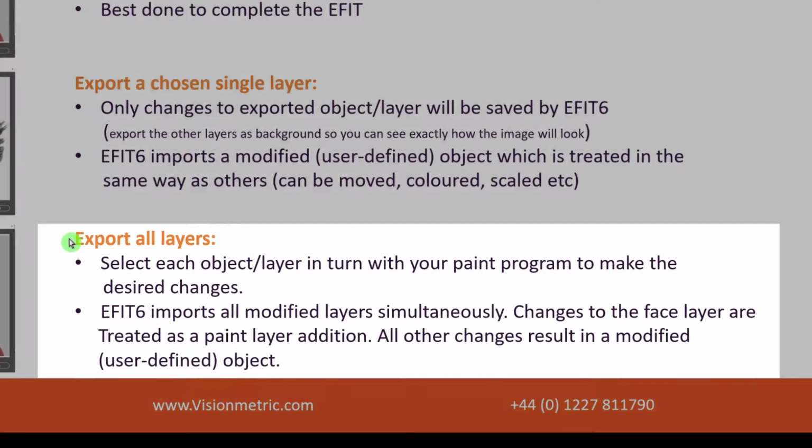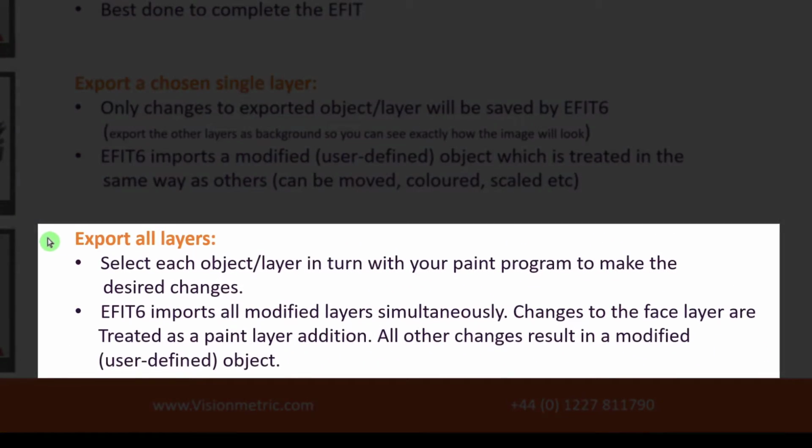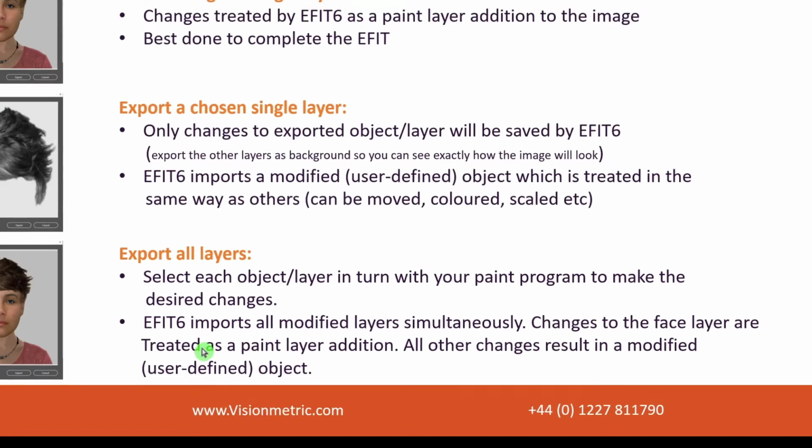A final and most general option is to export all of the layers at once. When you're in your paint program, you select each object or layer in turn to make the desired changes. EFIT 6 will then import all the modified layers simultaneously. Changes to the face layer are treated as a paint layer addition. All other changes will result in a modified or user-defined object.